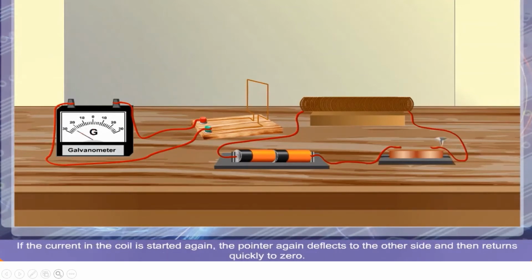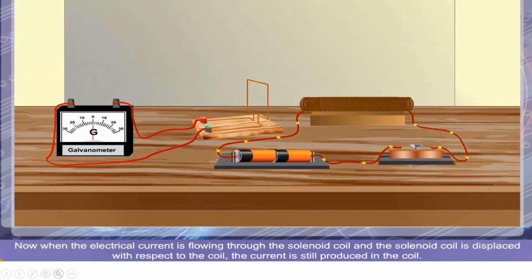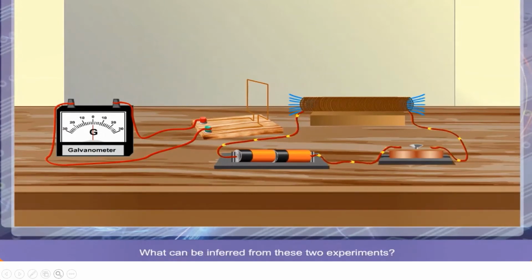If the current in the coil is started again, the pointer again deflects to the other side and then returns quickly to 0. Now, when the electrical current is flowing through the solenoid coil and the solenoid coil is displaced with respect to the coil, the current is still produced in the coil. What can be inferred from these two experiments?